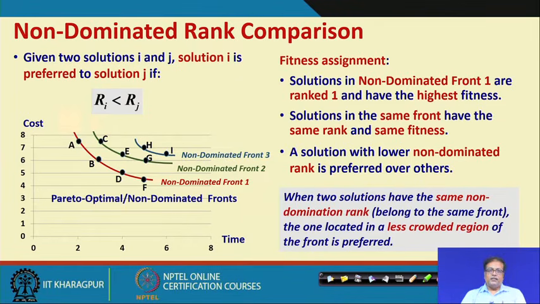So, this is the next question. Suppose I have to choose 3 out of A, B, D, F. Which 3 should I choose?